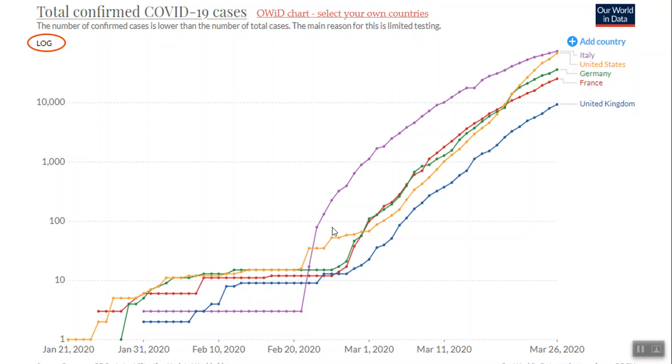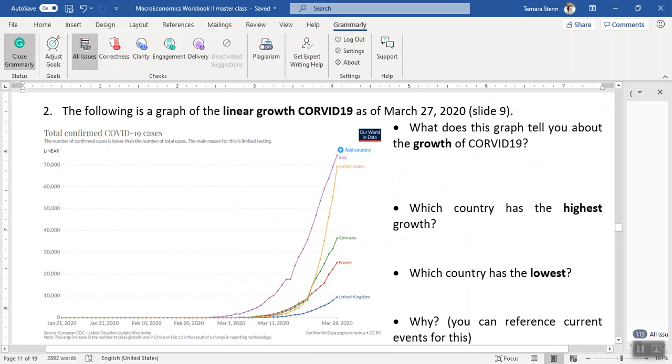So let's pause here. We're going to go back to our workbook, and we're going to first look at that linear graph. And we want to think about, what does this graph tell us about the growth of COVID-19? Okay, and what I can say here is that it's growing steeply in Italy.